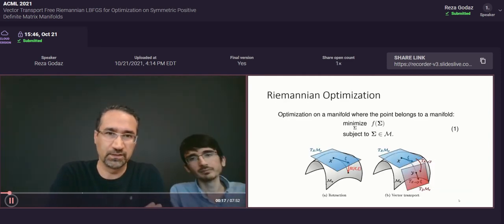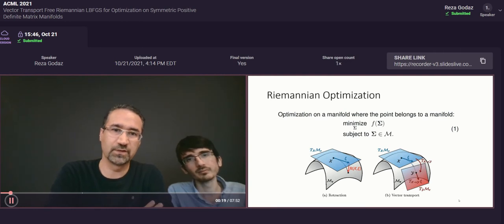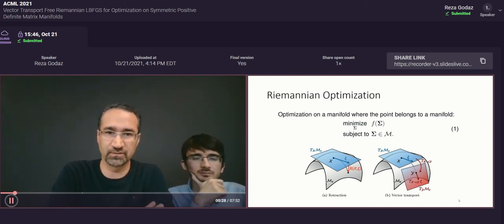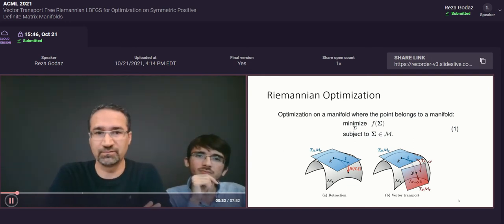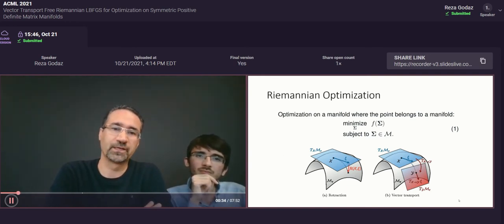First of all, in Riemannian optimization problems, we are trying to minimize a function such that each point of this function is selected from a Riemannian manifold. Riemannian manifolds are smooth manifolds equipped with a Riemannian metric.